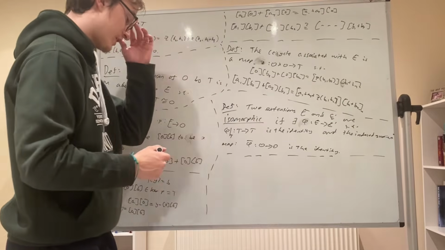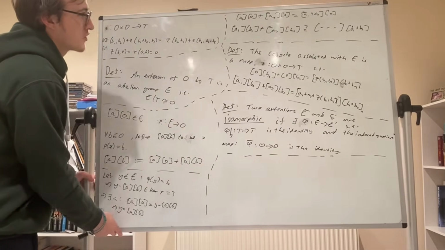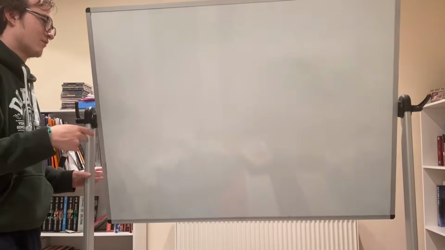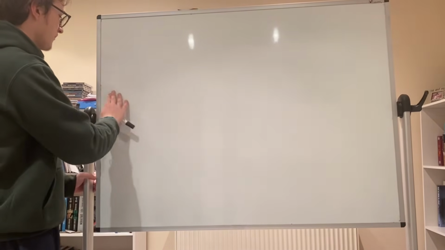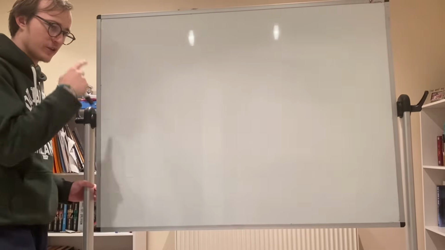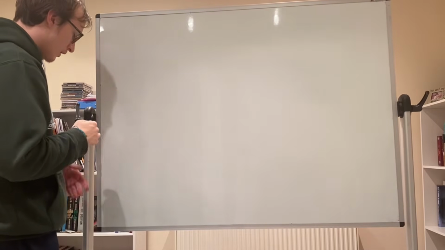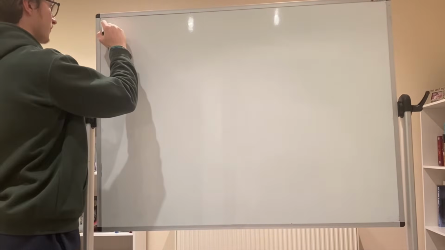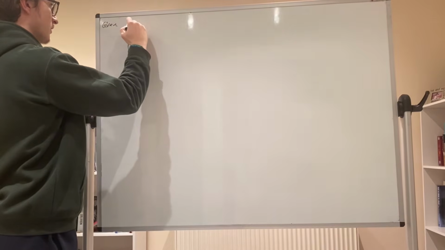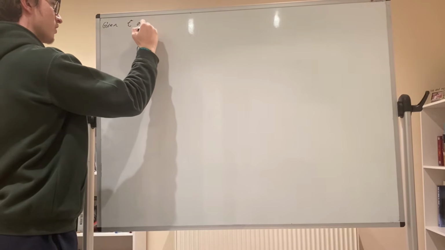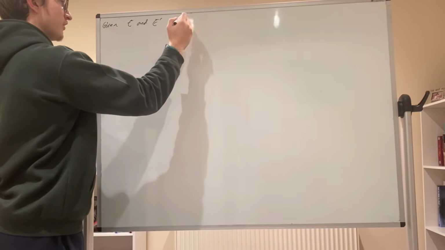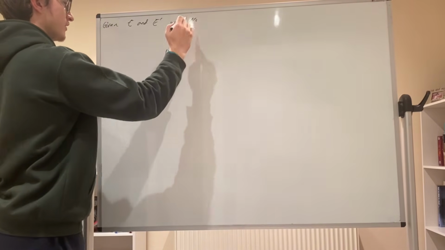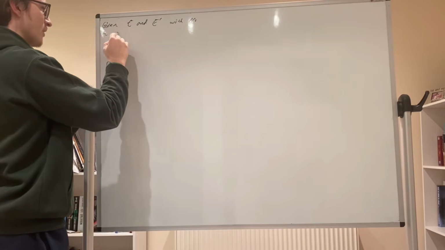Okay, now here's a really important theorem, which will really motivate where the definition of group cohomology comes from. So here we go. Given E and E prime extensions with associated cocycles, which I'll just call Z, Z prime.